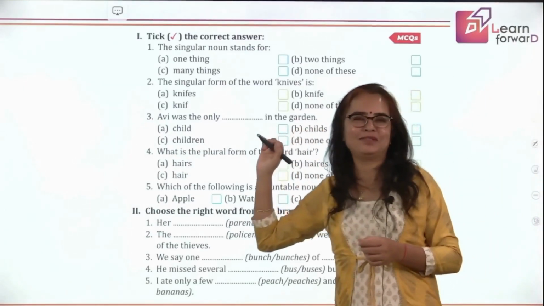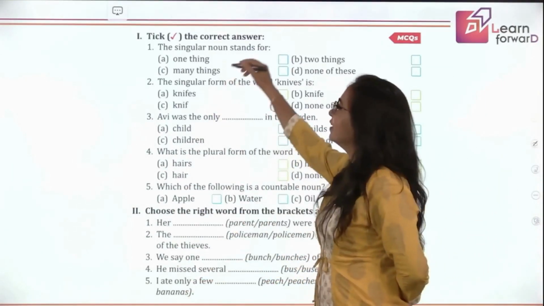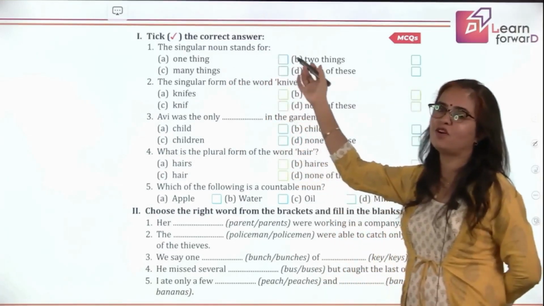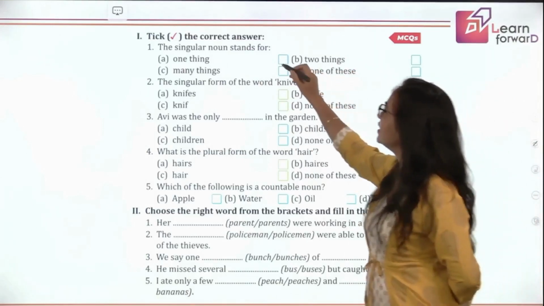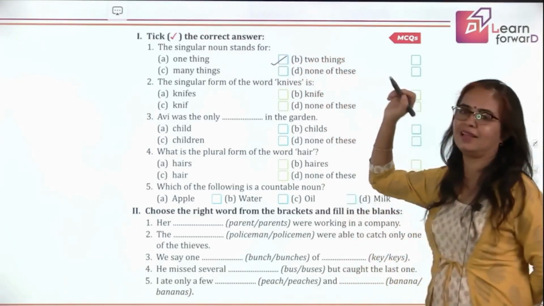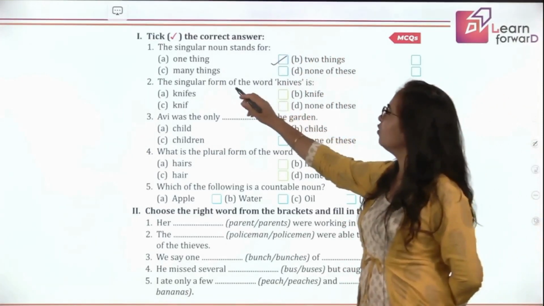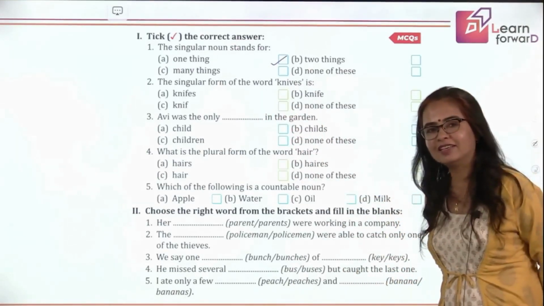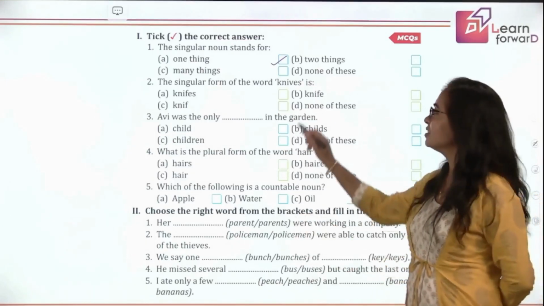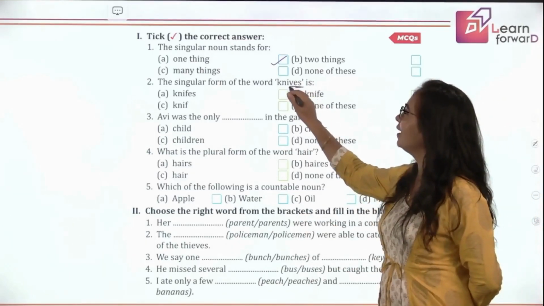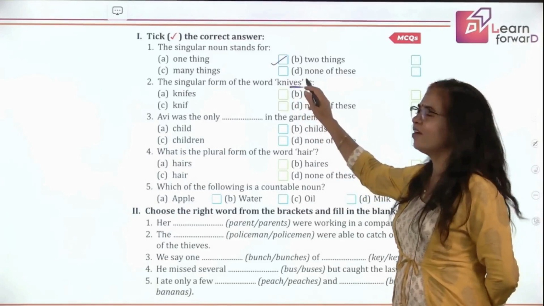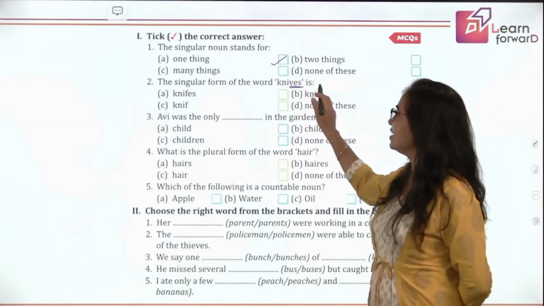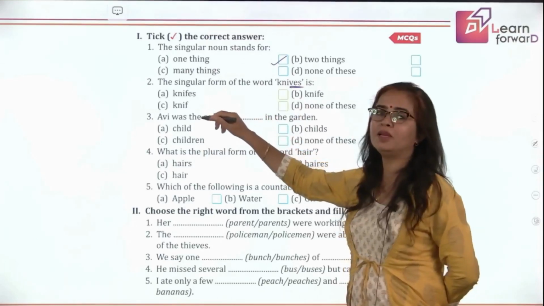Time to do the exercise now. Pick the correct answer. The singular noun stands for, yes, it stands for just one thing. The singular form of the word knives. What rule have we learned, students? This is the plural form that have we added only S? We have added VES. Good. So what have we dropped there to add VES?